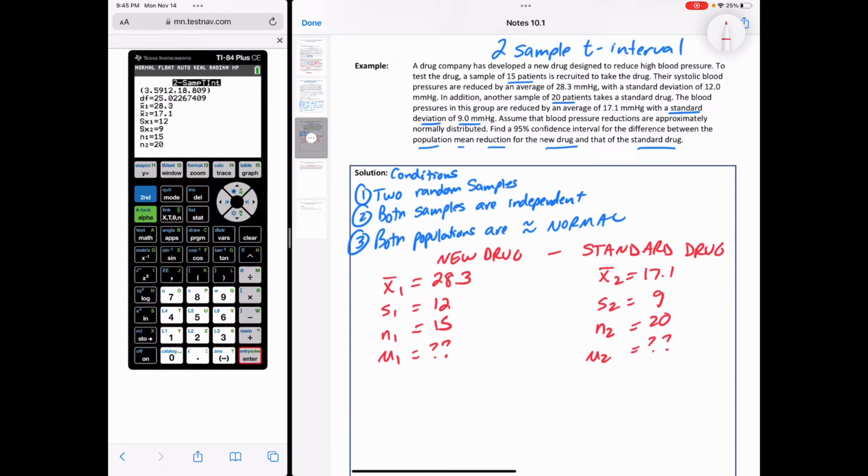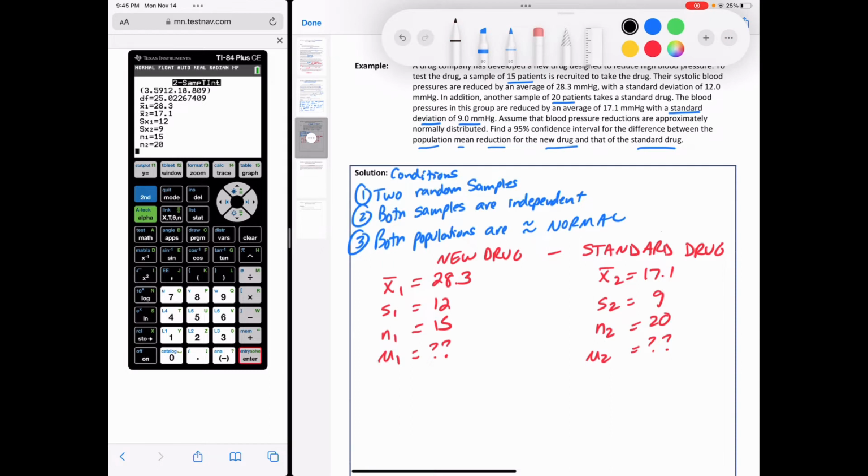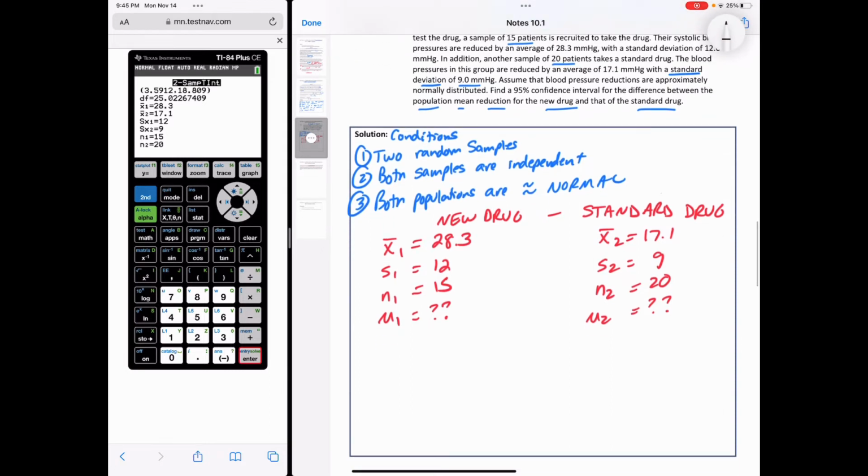Some people don't like to write what I wrote in red. They like to give me a whole screenshot. If you look at what's on the screen, that would be perfectly fine. I like to write what I wrote in red, and then here is my screenshot. I'm going to just write the addition that we have here. So I did a 2 sample T. You always want to say what you did.